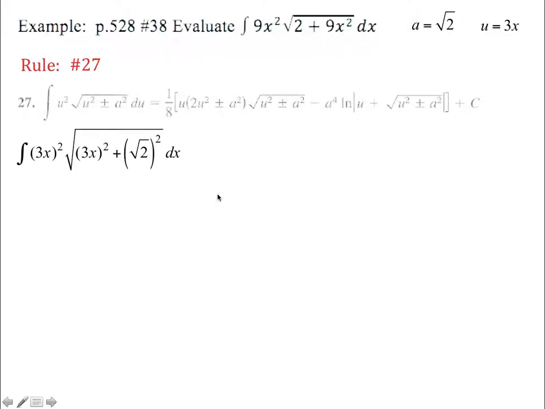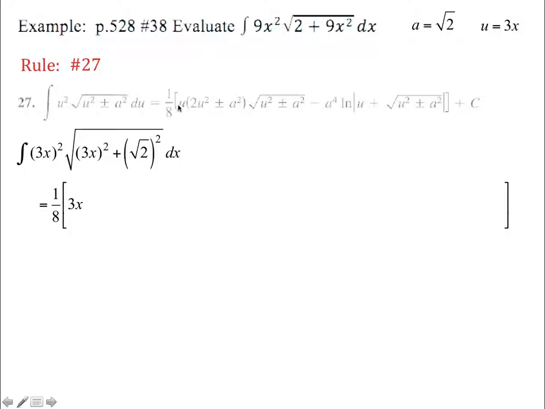So in terms of the groupings that we see, I wrote u as 3x quantity squared, and then I did the same thing inside the radical, and then I chose the plus sign because that's what I have in my original integration. And then my a is the square root of 2, and then I have to square it, so I have quantity squared. So I rewrote it exactly in the form that you see in rule 27, and now I can start throwing things in place.